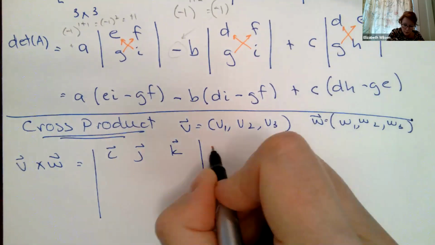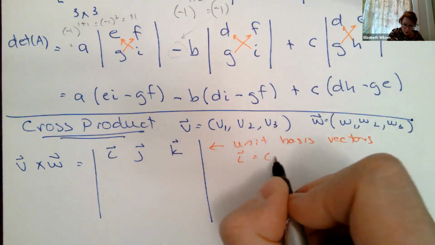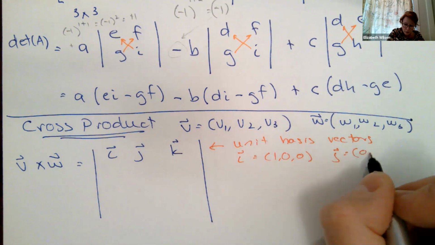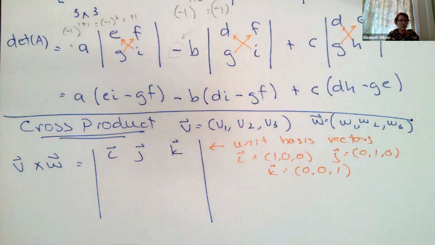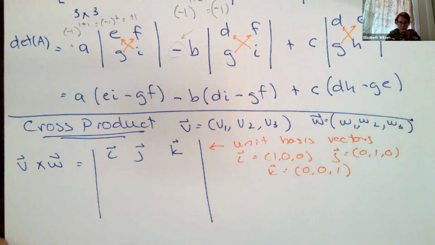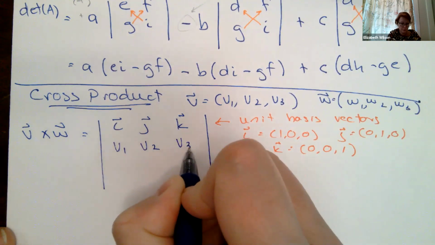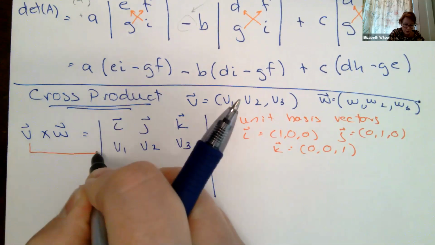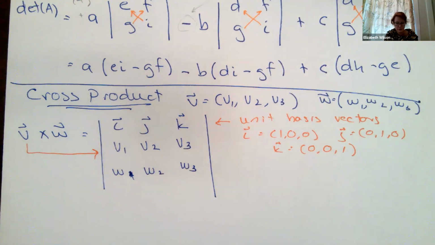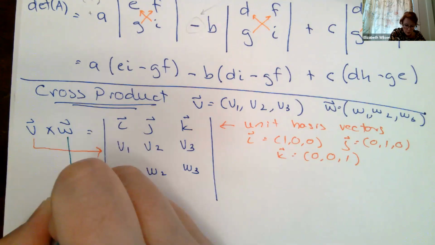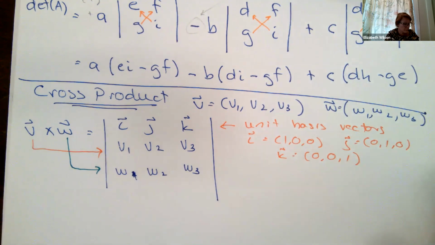This right here are our unit basis vectors. Remember, i is equal to 1, 0, 0. j is equal to 0, 1, 0. And k is equal to 0, 0, 1. They stand for our x, our y, and our z positions. Now, order is important. So v cross w, so v comes first. So v1, v2, v3, first row. My w, sorry, w1, w2, w3. It's v cross w, so w comes second. If this was w cross v, then w would be in the first line, and then v would be there.